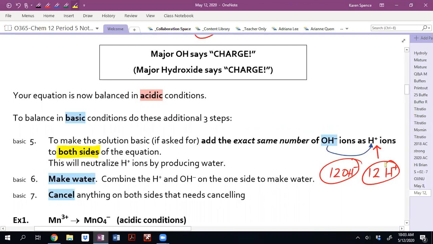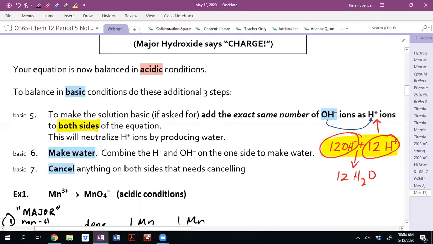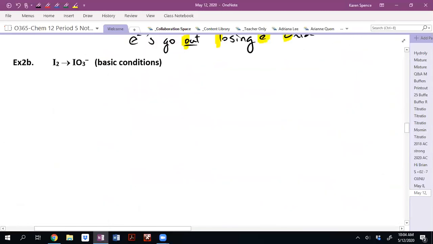When I do that, my next step is going to be to combine. On the one side where I have both hydroxide and hydrogen, I'm going to combine those to make water, which in this case would be 12 water. And then there will probably be waters on both sides of the equation, possibly some other things on both sides of the equation. So you're going to cancel out anything that needs canceling. So let's go and do that, because reading the steps is harder than doing an example.